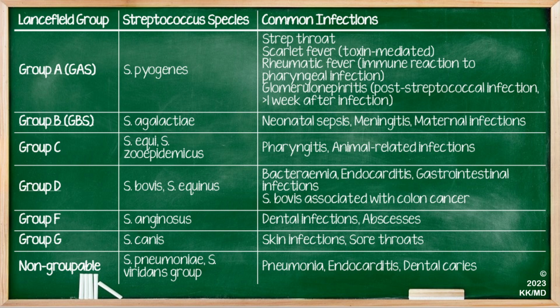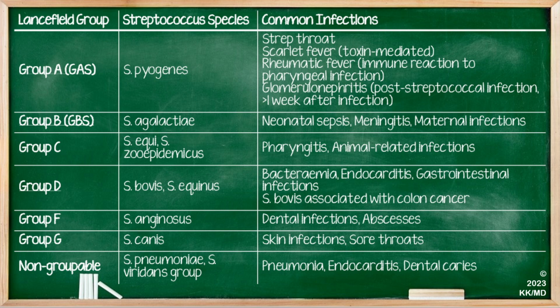Group B strep you might have heard about in the context of neonates and pediatrics. So this is Streptococcus agalactiae, and this is a cause of neonatal sepsis as well as meningitis, and can also go on to cause maternal infections.